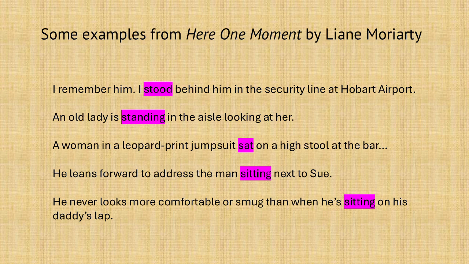Then we have a woman in a leopard print jumpsuit sat on a high stool at the bar. Peel away all the extra information and you've got a woman sat. No was, no is, it's just the simple past. He leans forward to address the man sitting next to Sue. Here we have sitting used as an adjective, but also the two words who is are implied here. He leans forward to address the man who is sitting next to Sue. So if those two words were there, it would be a present participle, who is sitting, in the present tense.